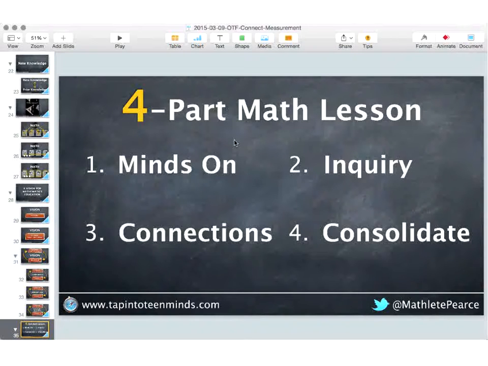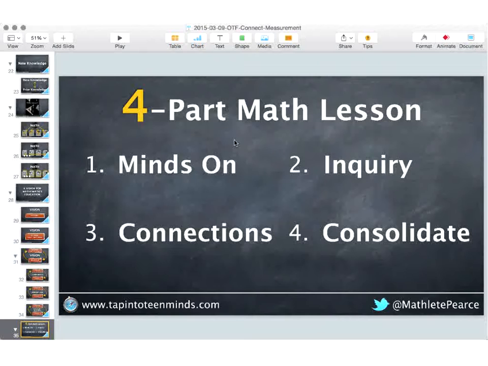So we also looked at the 4-part math lesson. So many people had seen what a 3-part math lesson looked like. Ultimately, all I've done is taken this 3-part math lesson and broken down the middle action piece into 2 very specific parts.